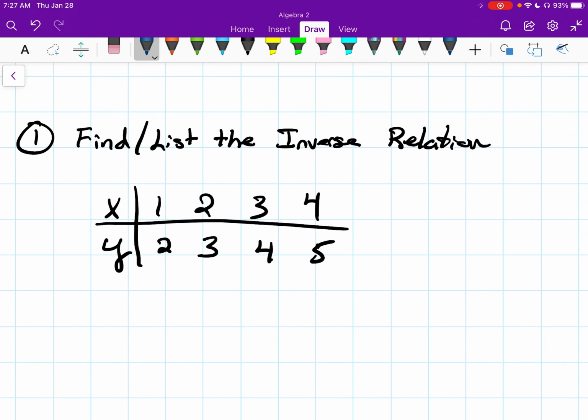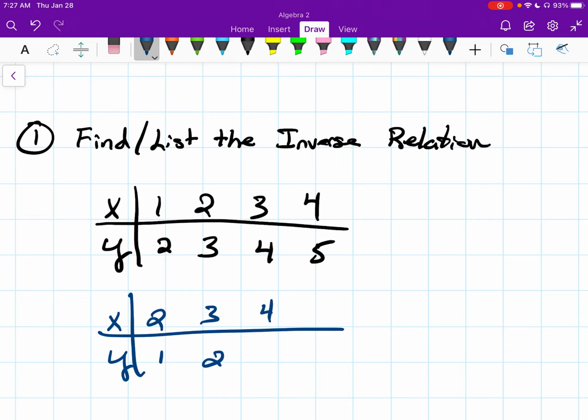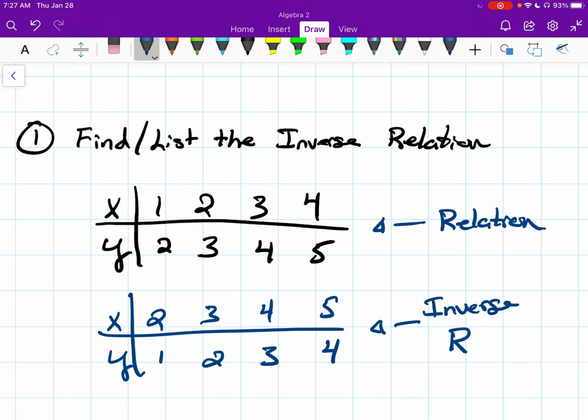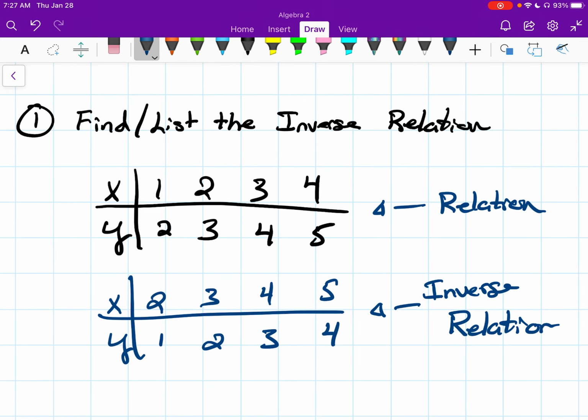And we're told to find the inverse relation. Well, the inverse relation, all we do is we swap our values. We swap our x, y's. So our inverse relation would be x, y, and 2, 1, 3, 2, 4, 3, 5, 4. Right? I just swapped the spot. So this is the relation. This is the inverse. Alrighty, so that's inverse relations. You take your x and your y and you swap them.